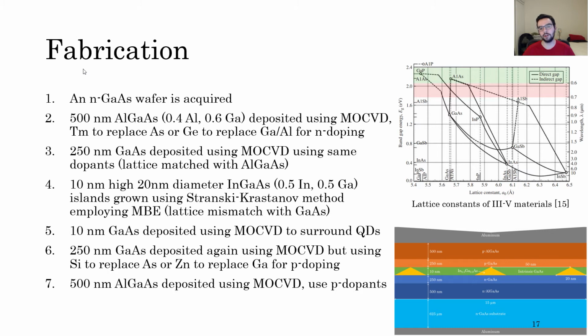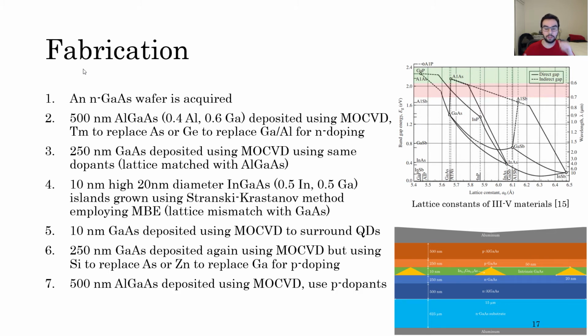It's interesting to note that we actually have the aluminum arsenide and gallium arsenide lattice matched. On the graph on the right, we can see that lattice matching, which avoids a weird electronic transition between the two materials, which is good. We won't have any strain. And then 10 nanometer tall and 20 nanometer diameter indium gallium arsenide islands, with the ratio shown, are made using MBE, using the Stranski-Krastanov method.